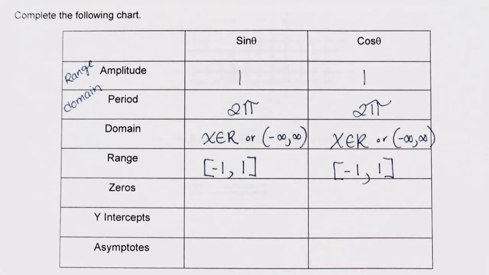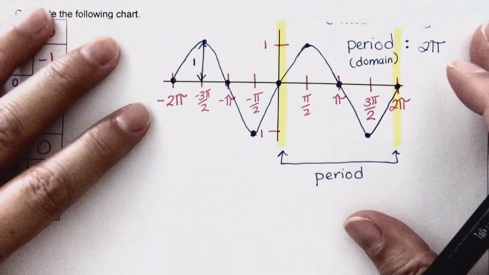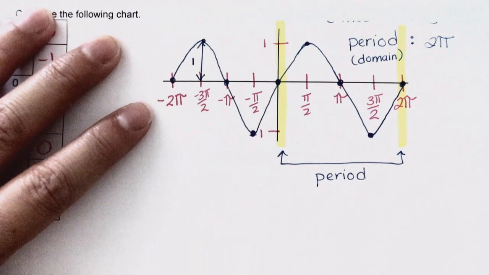Zeros of the function. We're going to write a general solution for this. Okay, we always start with our first positive 0. This is a sine graph. Where's my first positive 0? And you guys know what a 0 of the function is? It's your x-intercept, right?